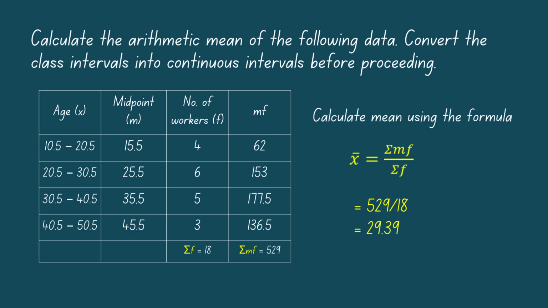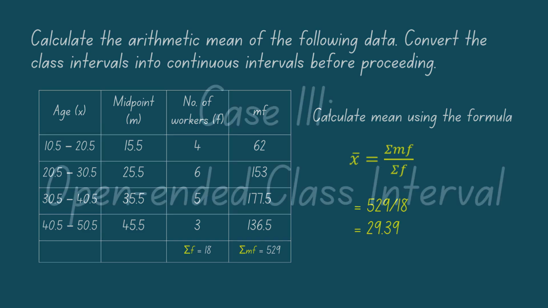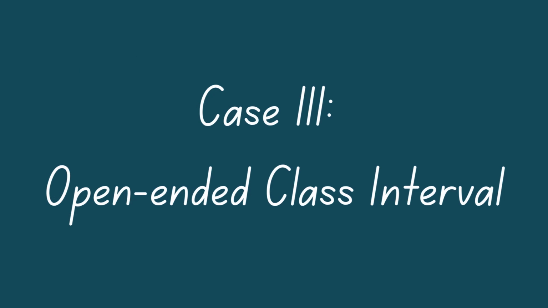All right. So now for our third and final special case, these are open-ended class intervals. These are distributions where the first class starts with something like below 50 or less than 50.